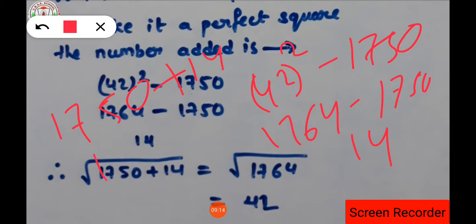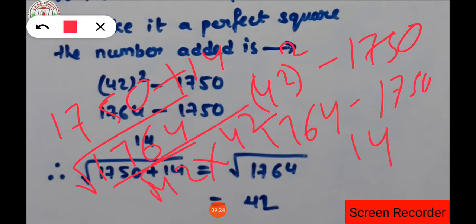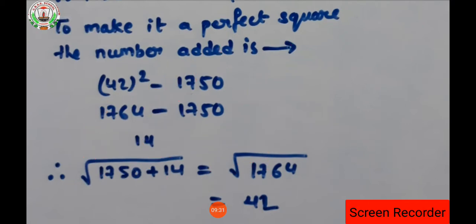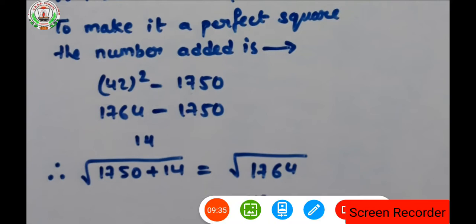So what number are we getting? We will get the number 1764. Its square root will be how much? 42 into 42. So these two pairs, one of the numbers will come outside. So what number are we having? That is 42, isn't it?